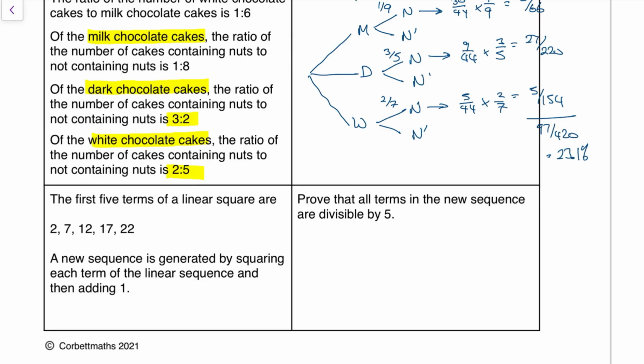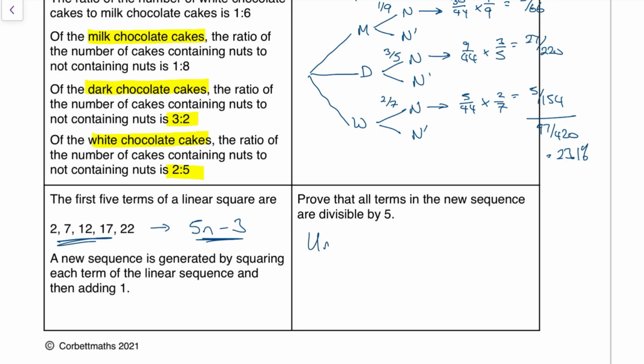The first 5 terms of a linear sequence are 2, 7, and so on. Okay, so first thing to do is I'm going to say the nth term of this sequence is 5n, goes up by 5, take away 3. So I've just done a basic linear sequence to get the nth term. Then it says a new sequence is generated by squaring each term of the linear sequence and adding 1. Prove that all terms of the new sequence are divisible by 5.